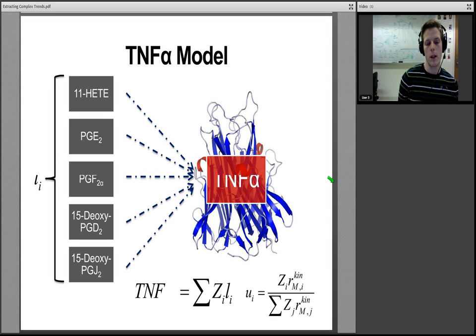Basically, the value of this regression coefficient Z will be in some ways proportional to the ability of the eicosanoid product to produce TNF-alpha. And so the higher that regression coefficient is, the higher the cybernetic weight will be in this variable ui. The cell will then turn up reactions related to the formation of this TNF-alpha and turn down reactions that have less of a relationship to the formation of this TNF-alpha.